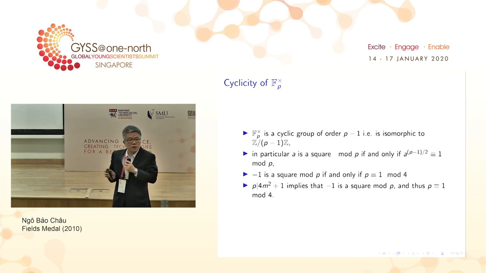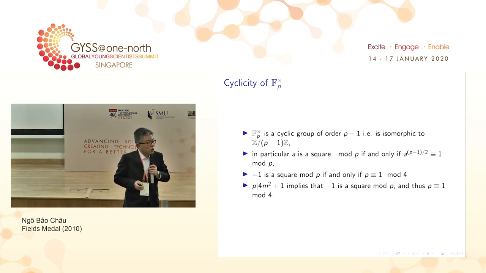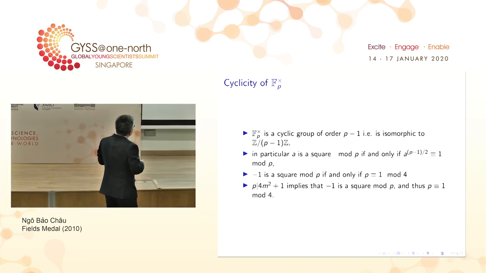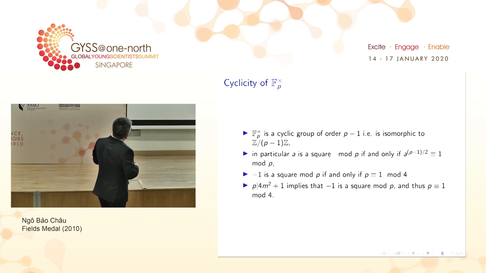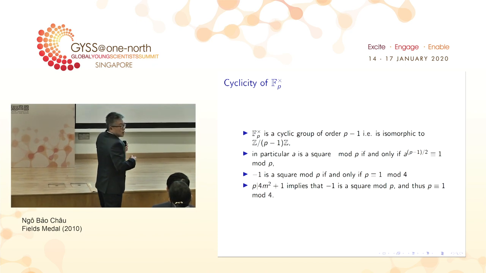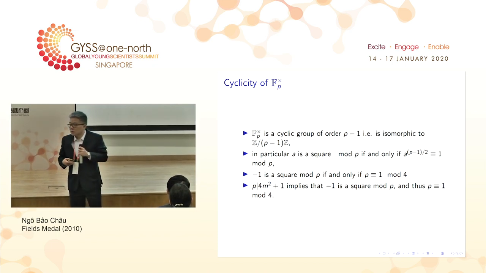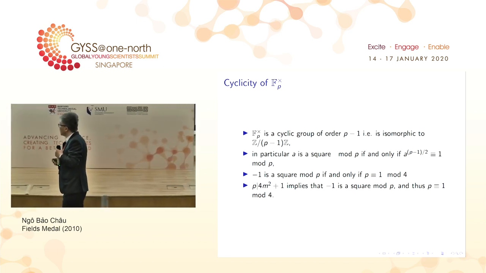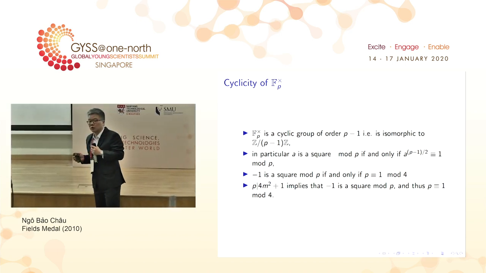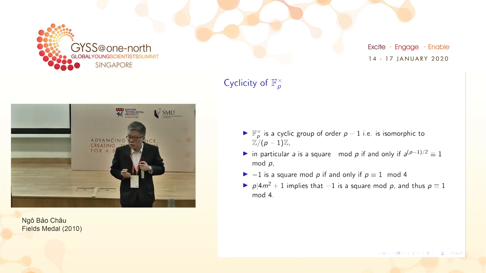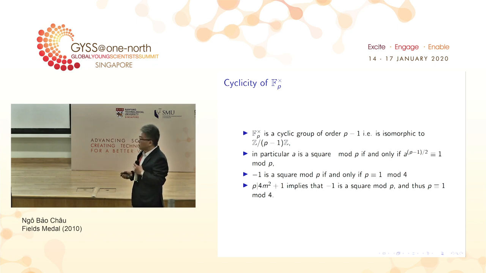So negative 1 is a square if P is congruent to 1 mod 4. This fact is very simple, I mean, not simple. It is quite elaborate mathematics. That F_P star is a cyclic group implies this elementary fact, which is not so easy to prove, that negative 1 is a square mod P if and only if P is congruent to 1 mod 4. This is really, as I said, the beginning of the reciprocity law. And this implies what you want.